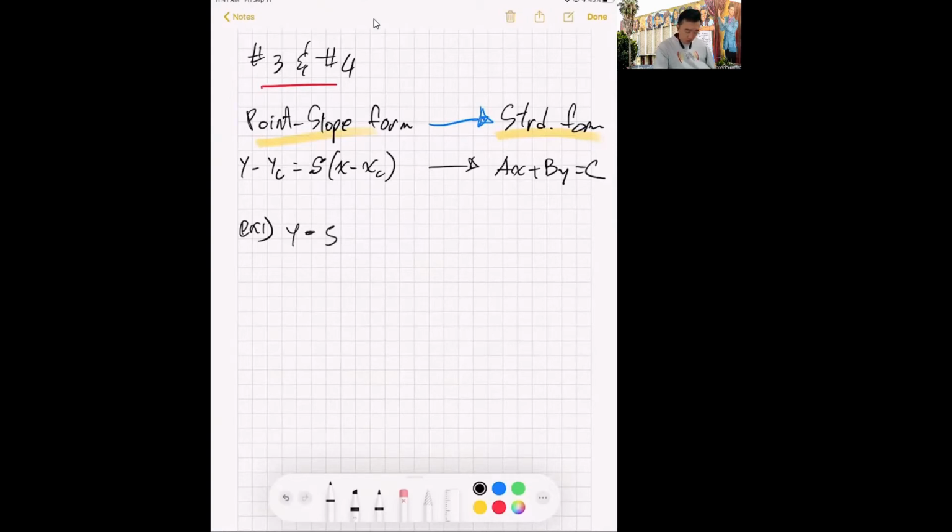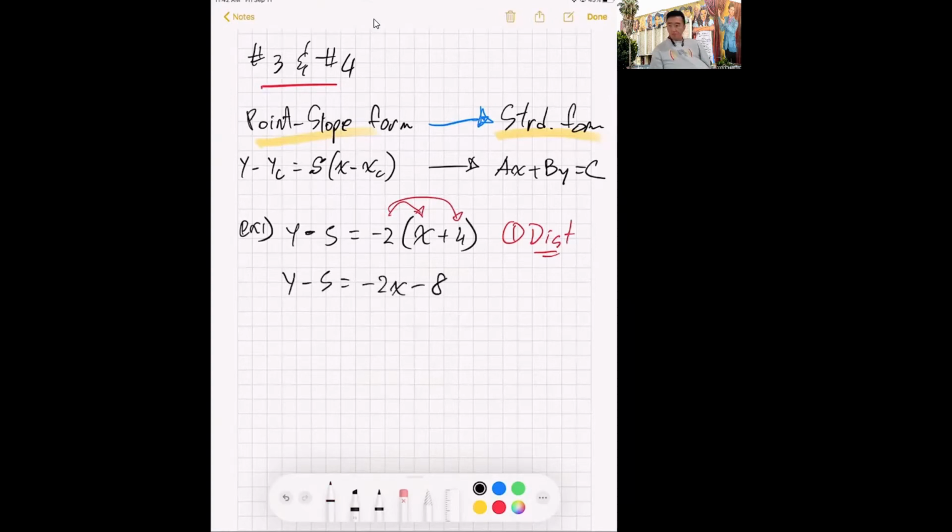y minus 5 equals negative 2 times (x plus 4). Something like that. Right? They'll give you something like that. Number one, you have to distribute. That's the first thing you gotta do. So let's distribute this to that. You end up with negative 2x minus 8. And again, I suggest you take notes right now because you're going to be able to use them during the test. If you just look at the video, then come test time, you're not going to have the video on the side to go through.